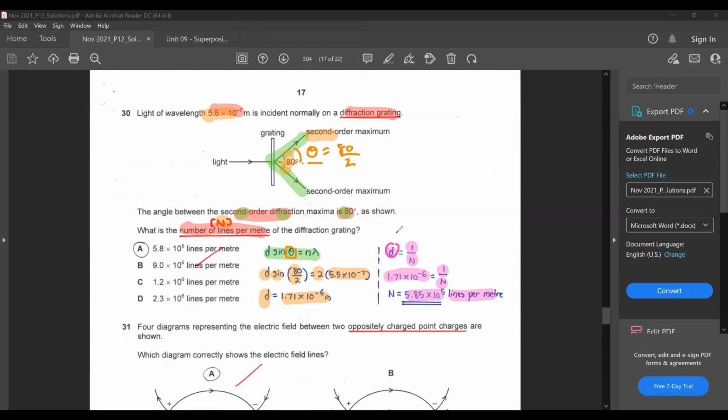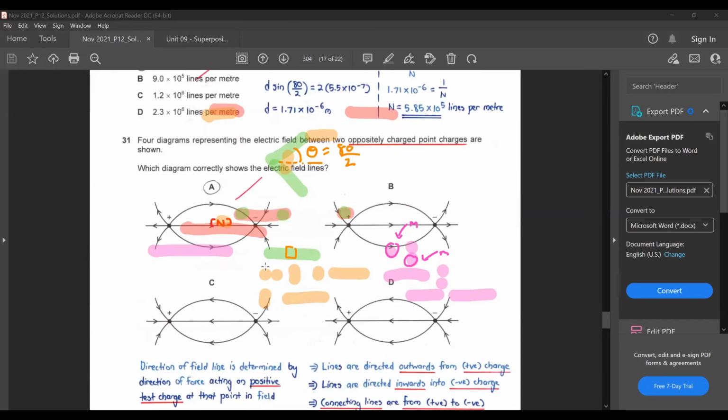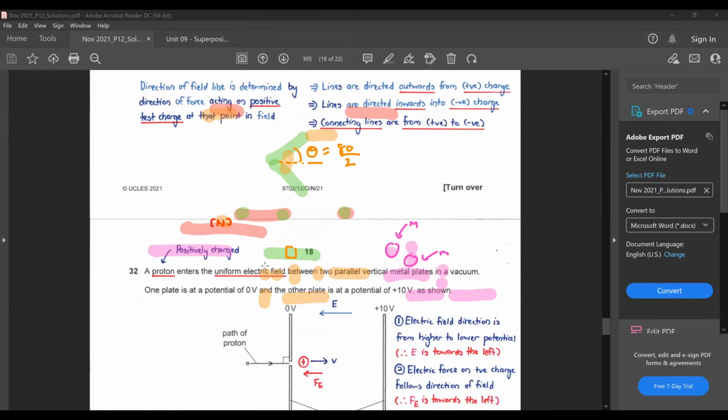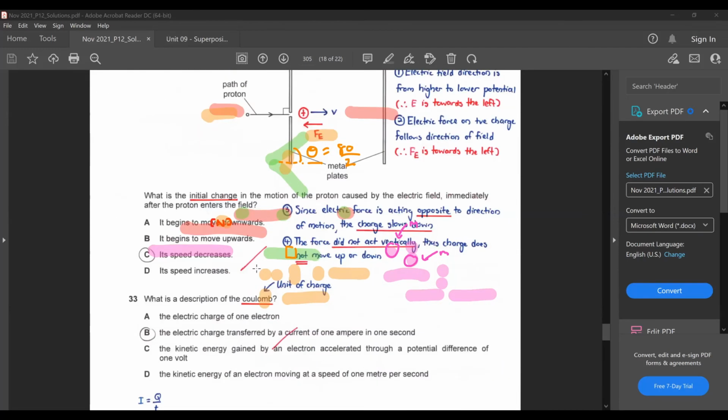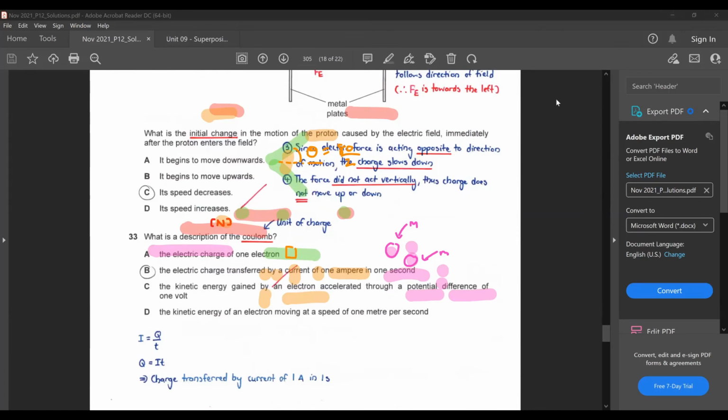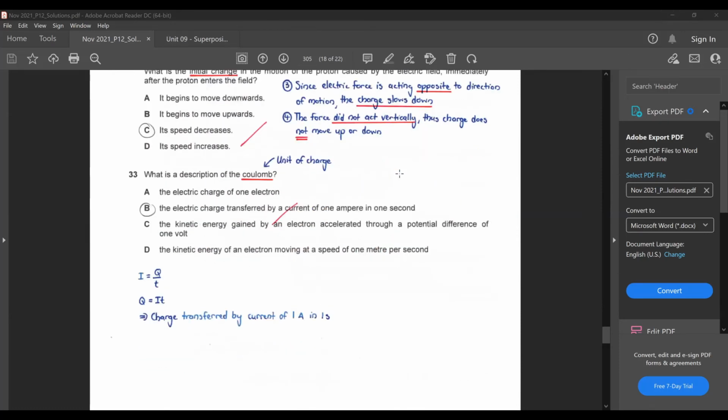Because this one is in meter, your N would be in per meter also. Okay, right, so the answer is A, 5.8 times 10 power 5 lines per meter. Okay, right, so this one should be okay. 31 is electric field, no need to do anymore. 32 is also electric field, no need to do. 33 is current electricity, this one we can do. Okay, 33 we can do.